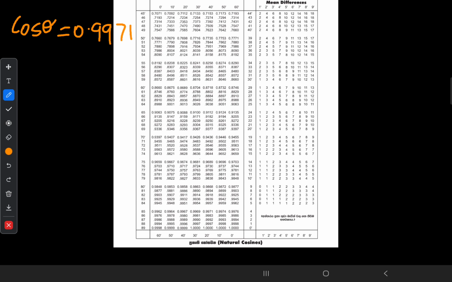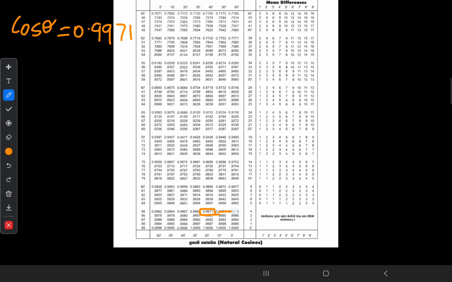0.9971. So what we have to do, in the context of cosine, is take a look into the major table and check where our 0.9971 exists. So let's use the table in the context of cosine. That means from the bottom you have to take a look. Do we have 9971? Yes, we have. Here you can see 9971.